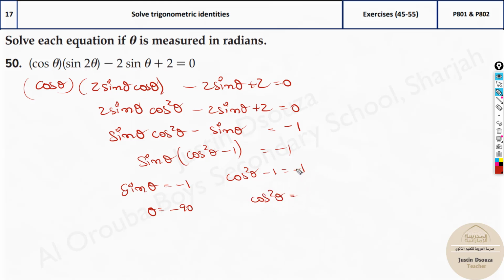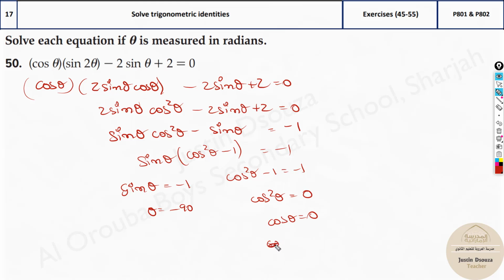So cos squared theta is equal to minus 1 plus 1, which is 0. Right? Because this becomes minus 1 plus 1. And taking the square root on both sides, it's going to be cos theta equals 0. Now you need to find when cos theta is 0. There are two answers in this case. Why? Cos theta, cos inverse of 0.